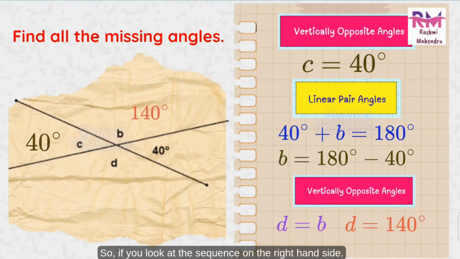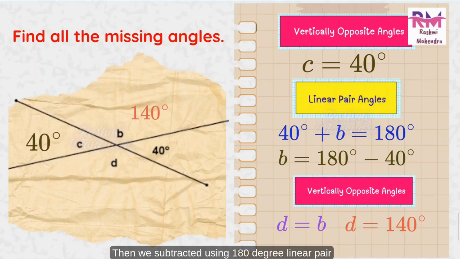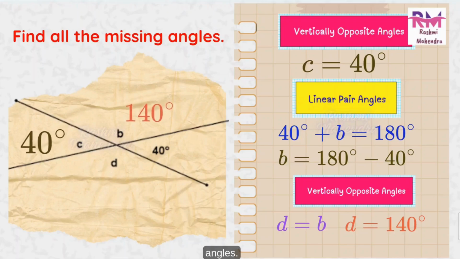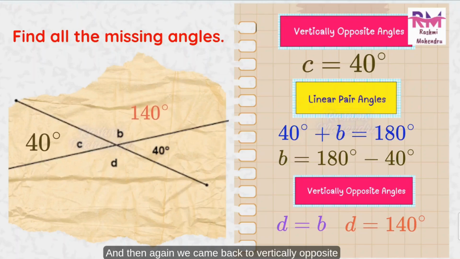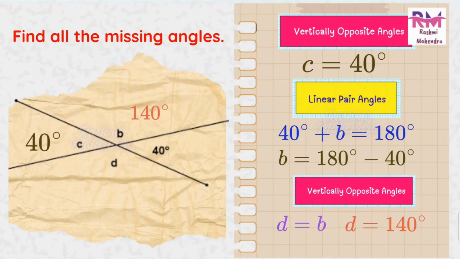So if you look at the sequence on the right hand side, we started with vertically opposite, then we subtracted using 180 degrees for linear pair angles, and then again we came back to vertically opposite angles and found our 3 missing angles.